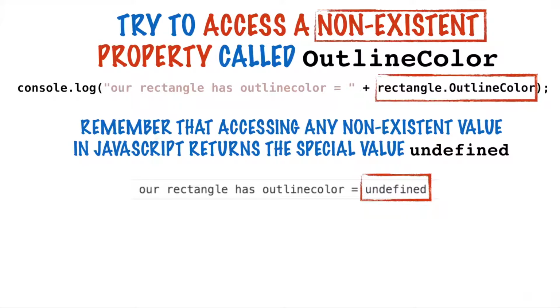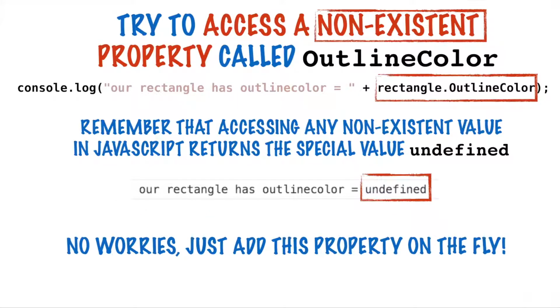Now, the interesting thing about JavaScript is that you can add this property outline color to this rectangle object which you've created on the fly after the object constructor has been called. So the object constructor has been called. You've set up 3 properties, but the outline property does not exist yet. You can add this outline property to the object after it has been constructed.